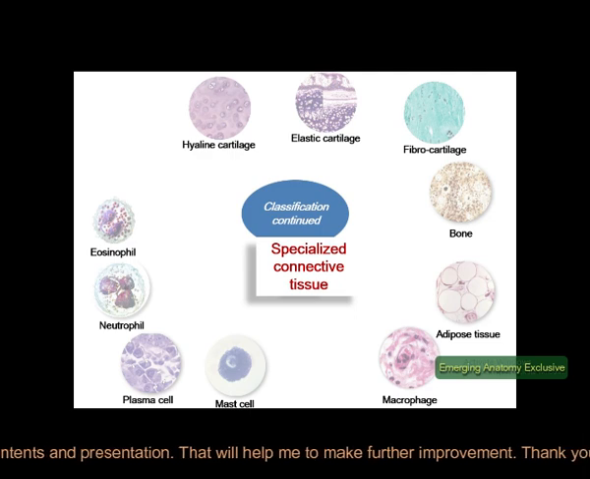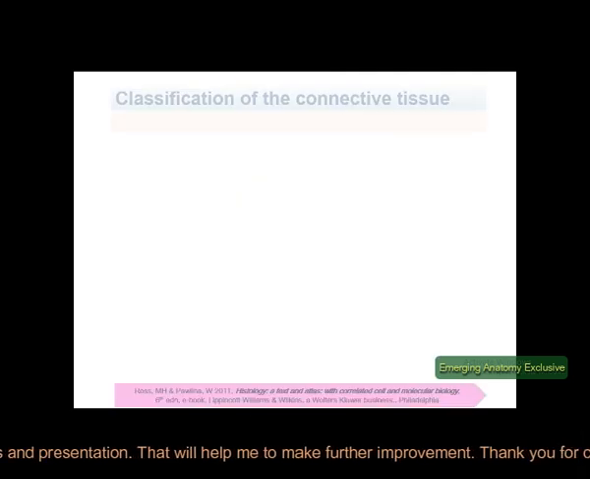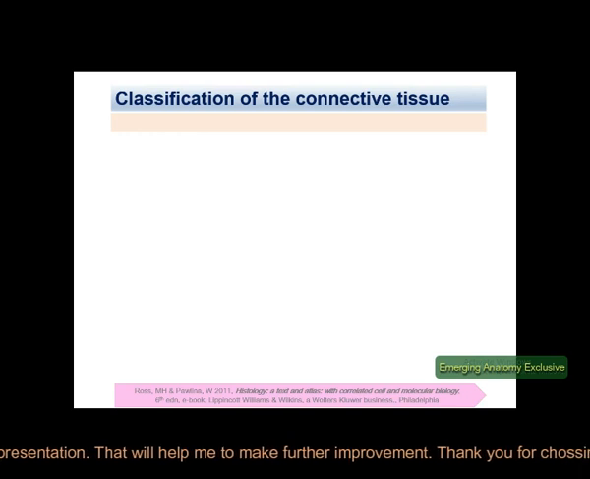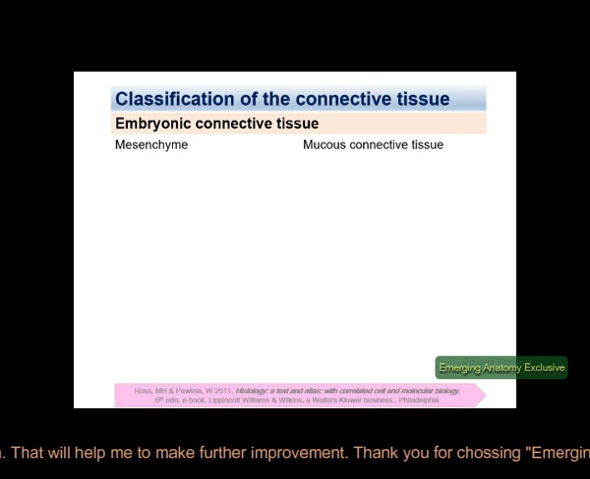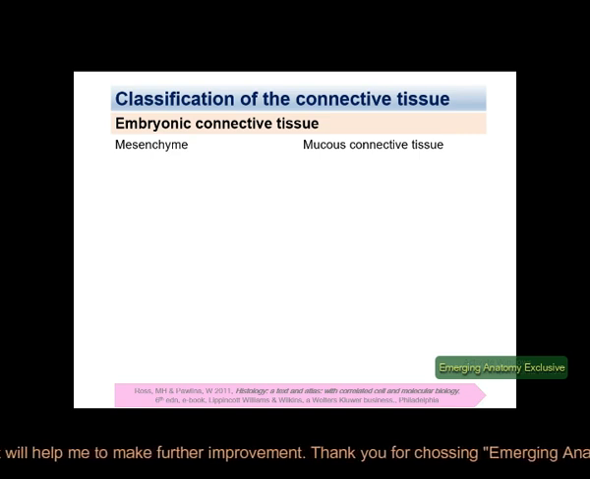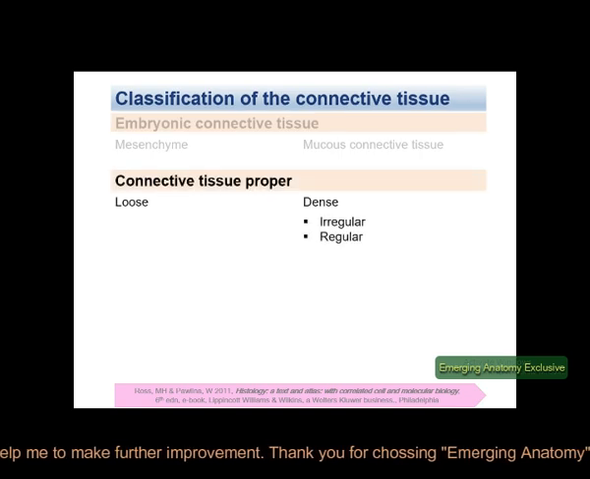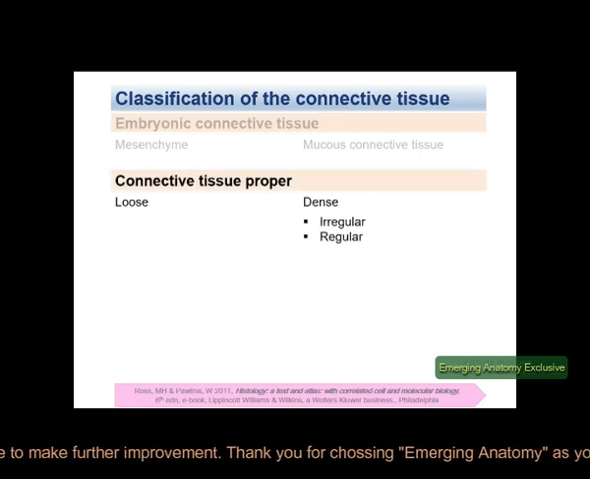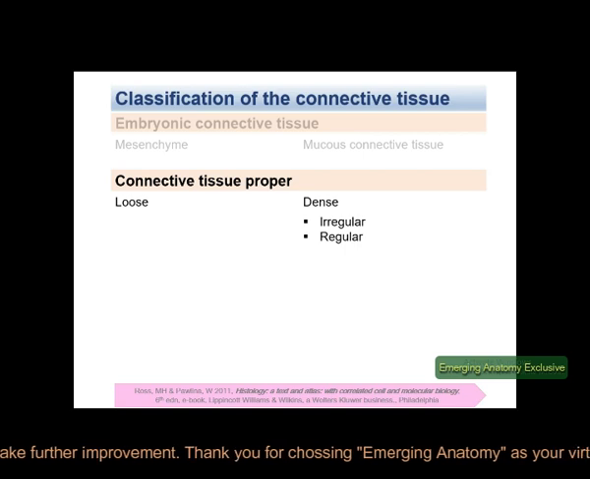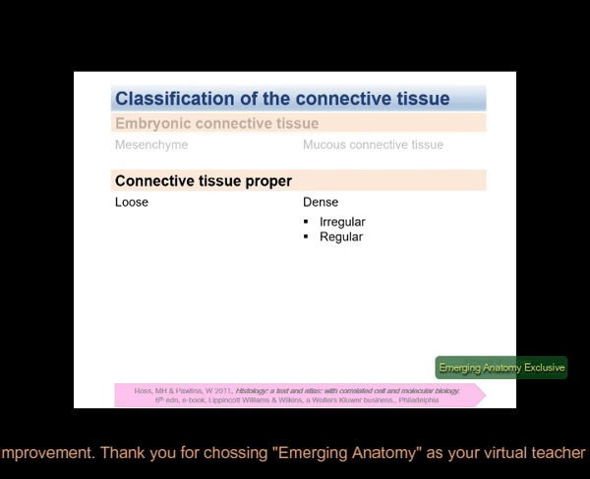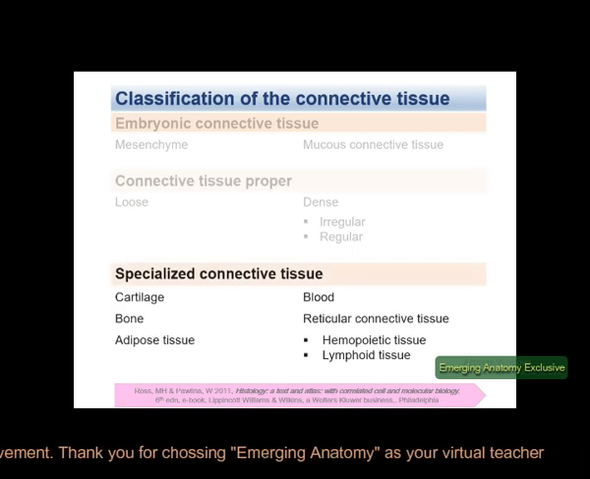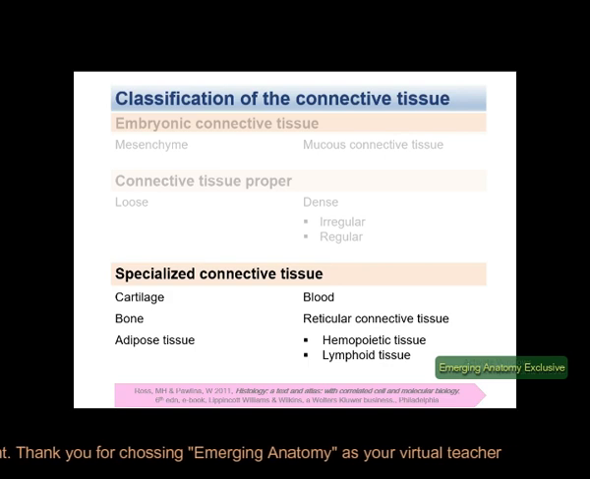So my dear students, let's make a summary. Connective tissue is classified as embryonic, that consists of mesenchyme and mucous type. Then connective tissue proper, which has two subdivisions. One is loose, another is dense. Dense is further divided into regular and irregular. And at last, specialized connective tissue that encompasses cartilage, bone, adipose tissue, blood and reticular connective tissue.